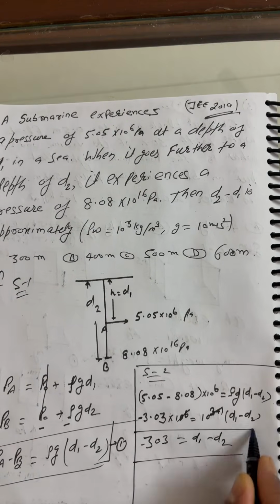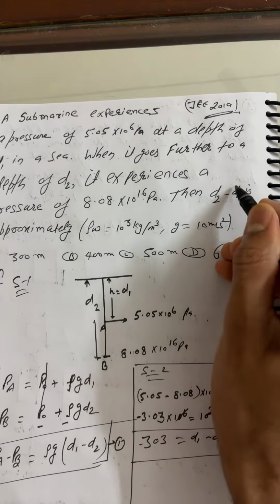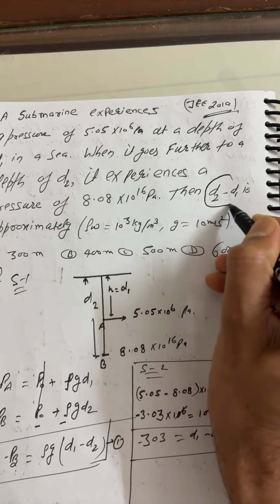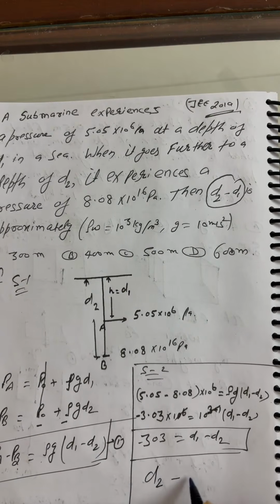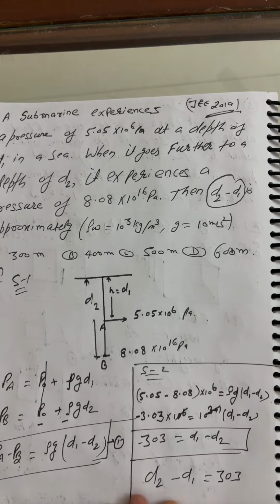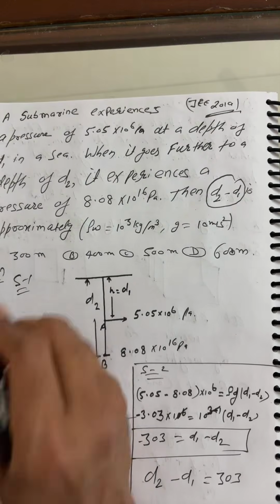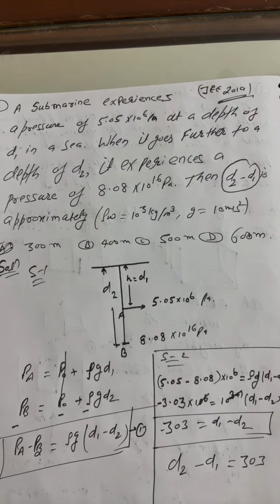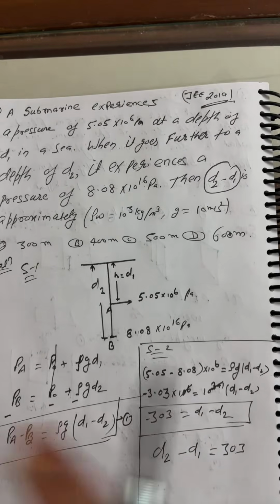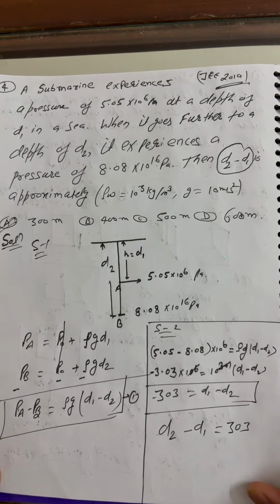But my dear students, they didn't ask for D1 minus D2. What they asked is D2 minus D1. So what is your answer? D2 minus D1 is 303. But you can see there is no such option at all. But you can take option A as the approximate answer according to our calculations. So option A is correct.